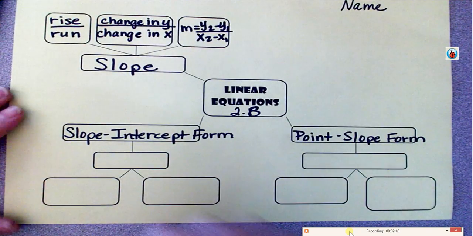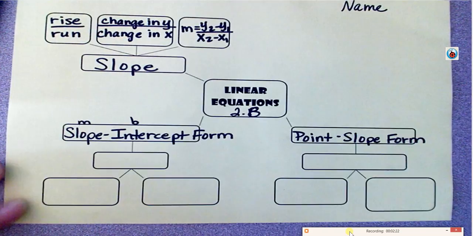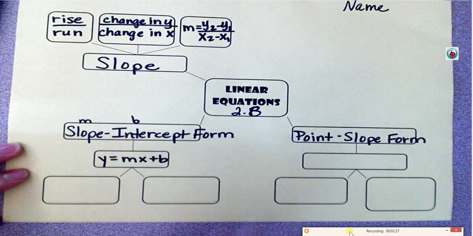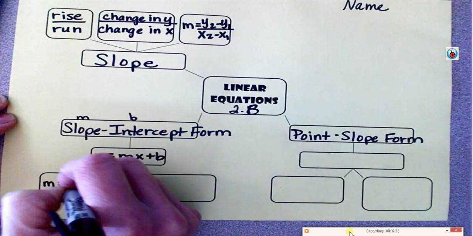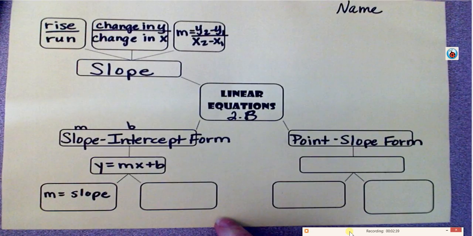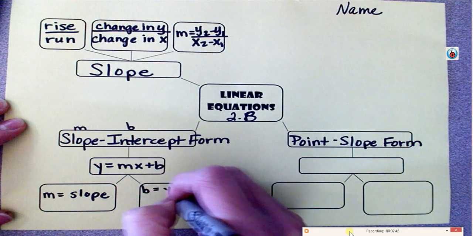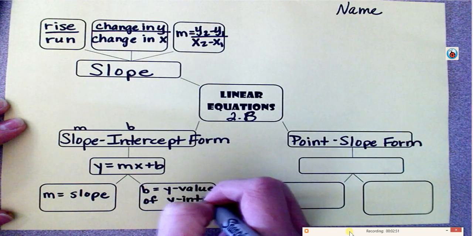So for slope-intercept form, slope we write with a lowercase m. Y-intercept, we can show the y value of the y-intercept with a lowercase b. When you think m and b, you should think y equals mx plus b. That's the equation of a line in slope-intercept form. M is your slope, and b is the y value of the y-intercept.